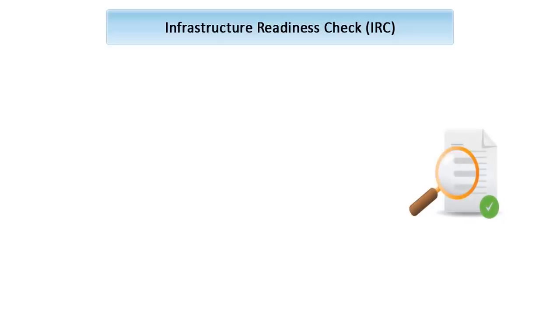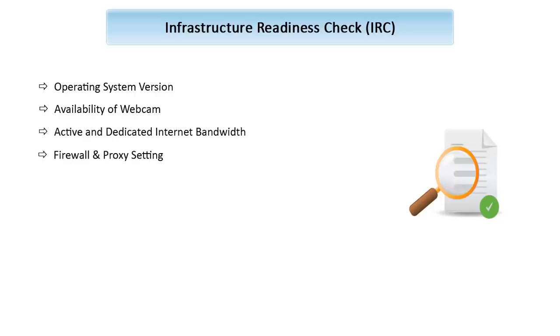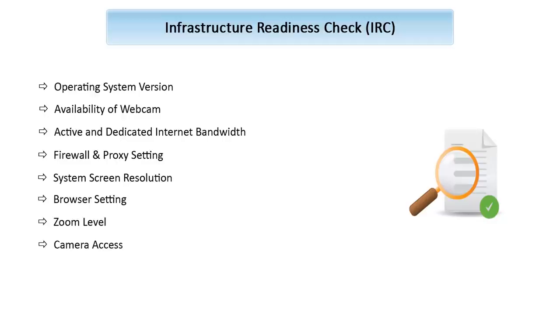Infrastructure readiness check. In this step, ensure that your systems and internet bandwidth and speed are checked as against the requirement of taking the remote assessment. The following factors will be checked on your system. In upcoming slides, we will take a look at each of these parameters one by one.